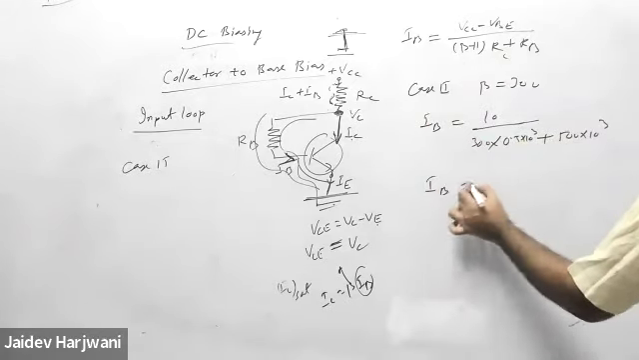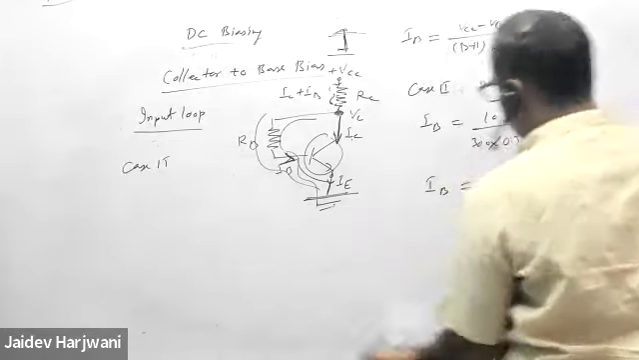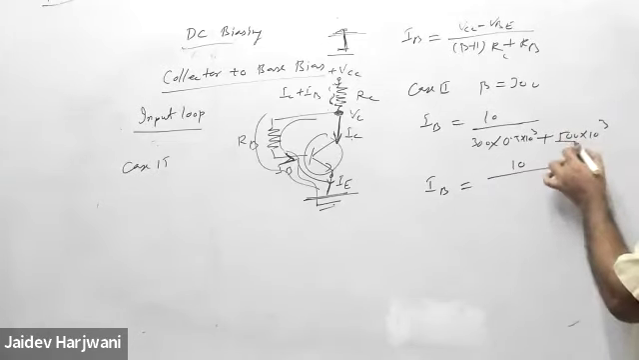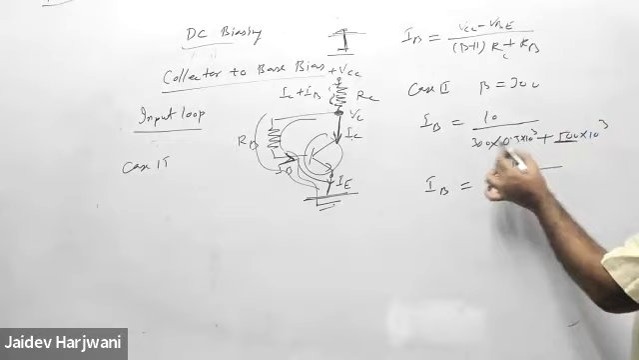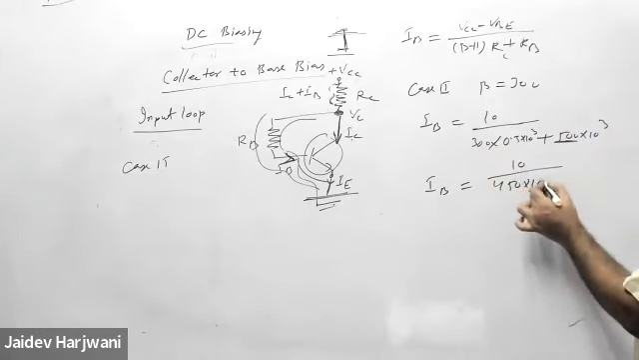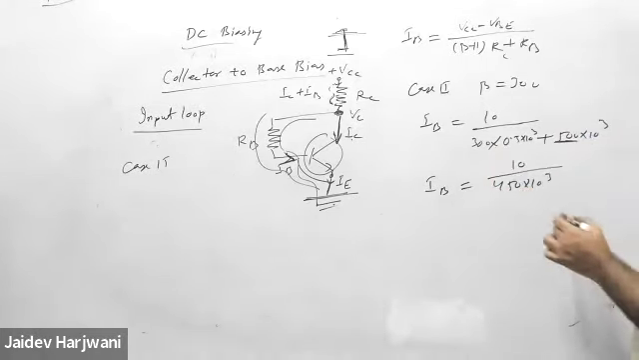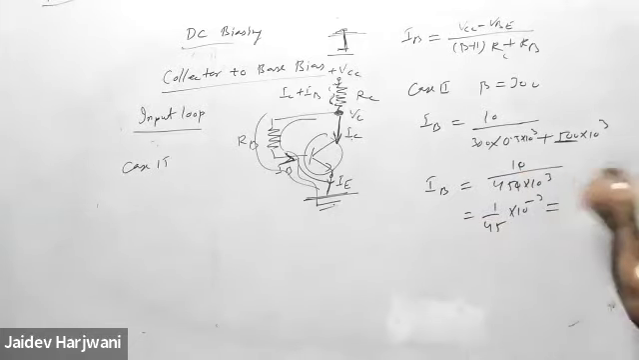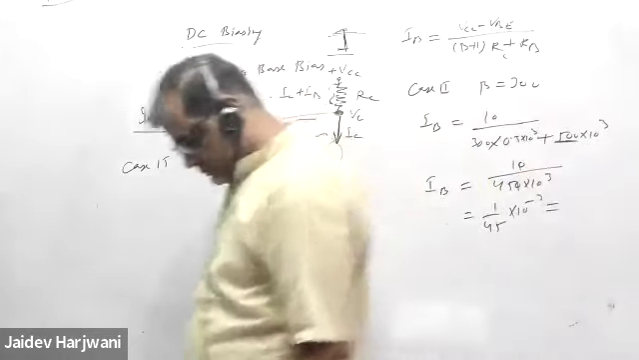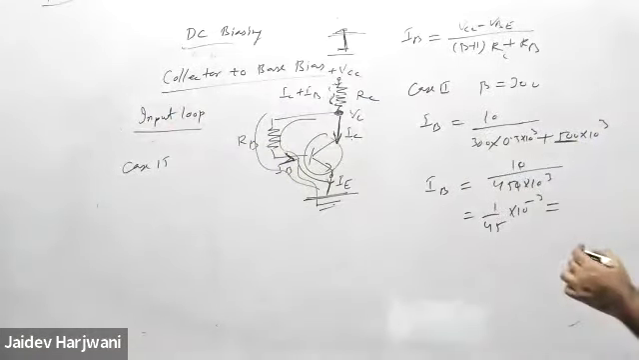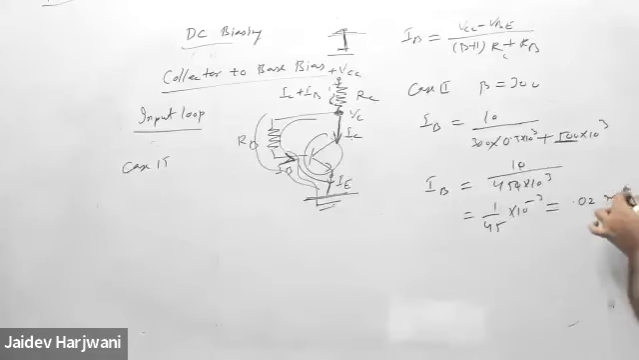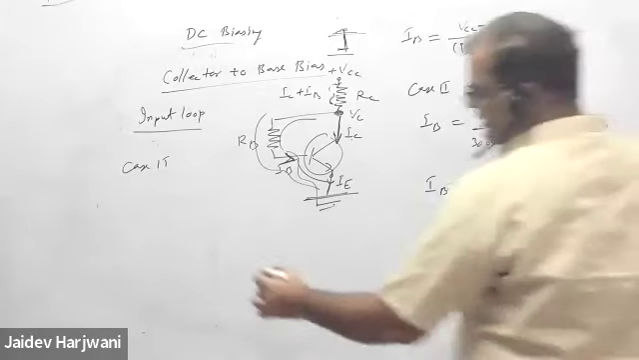So IB will be 10 upon, this is 500 and this is 150, so this becomes 450 kilo ohm. Now this is cancelled, so this is 1 upon 45 into 10 raised to power minus 3. Tell me the milliampere, how much is coming? 0.02, and a little more, 0.02 something. Okay, let's take 0.0222 milliampere.